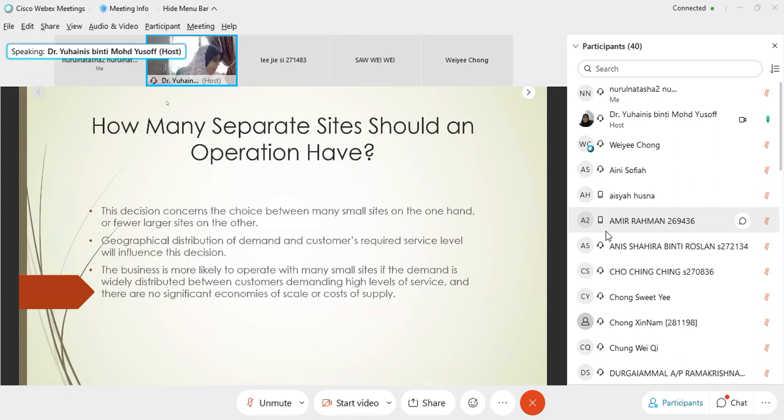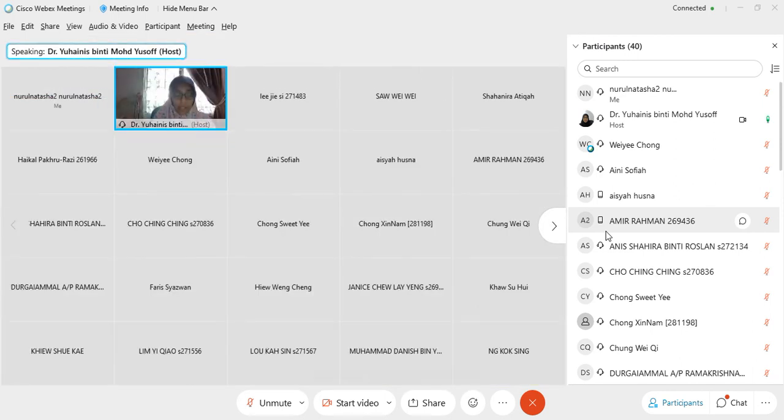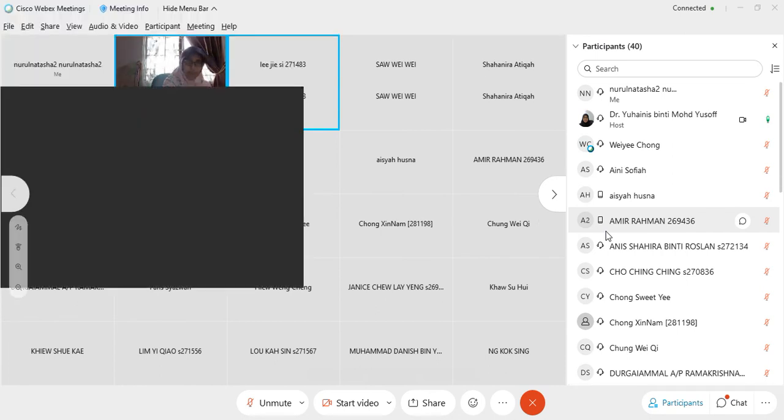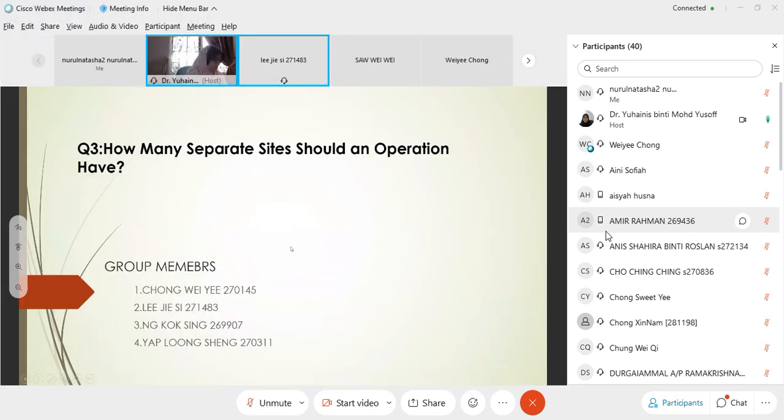Okay, thank you very much. So we finish 6 groups today. What's your group member's name? Your group member's name? Yap Longsheng. We share screen. You can see the screen. Alright. Wei Yi, GC, Coxin, Long Sheng.